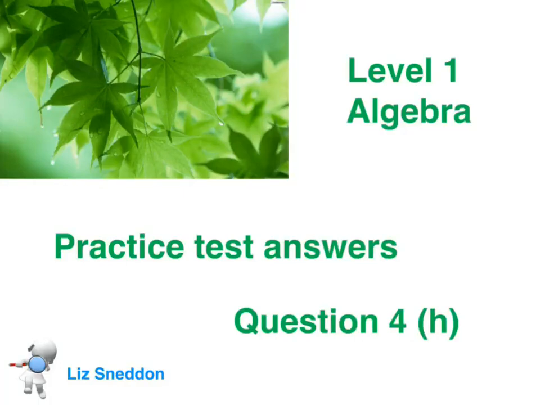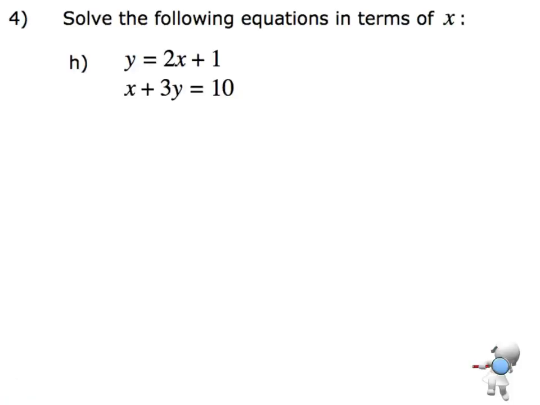Here's the answer to question 4H. So I want to solve this equation here. I look at this and think, right, I've got two equations now. That means I'm talking about two straight line equations that meet at a particular coordinate point. That's the coordinate point I want to solve. I need to find the x value and the y value where they meet. So that's what I'm trying to find.